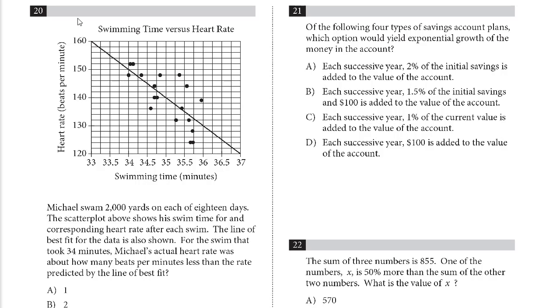Okay, number 20. We've got a chart with a line of best fit. Michael swam 2,000 yards on each of 18 days. Those are 18 data points, it looks like. The line of best fit for the data is shown.